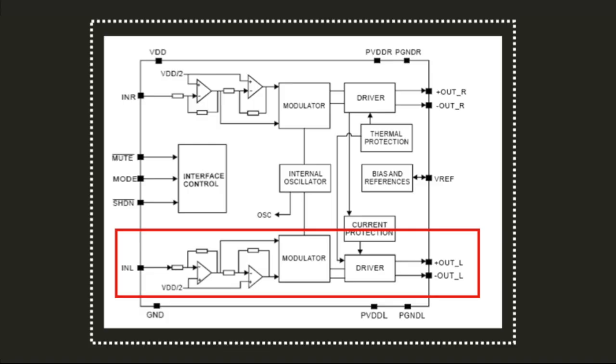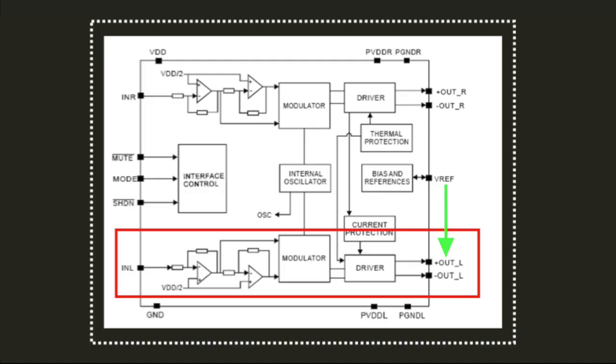Going from left to right, we have the chip's input stages. There's an input right and an input left. We're going to use the input left for this video, only one side. Then we also have the interface control diagram, which has mute, mode, and shutdown. We're only looking at mode in this video. Next, we have some signal conditioning, the modulation stage, and then the driver stage. And there's also a couple other features with thermal protection and bias and references. Ultimately, we have the output stage, which again, we're just using the left side.